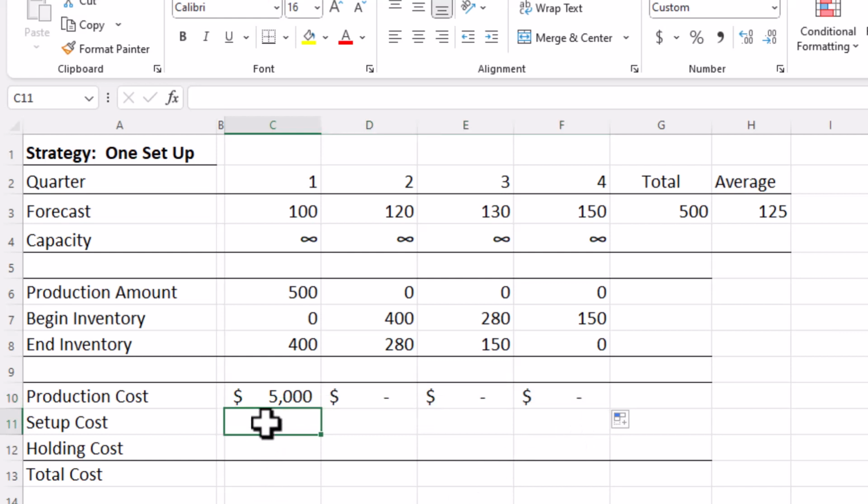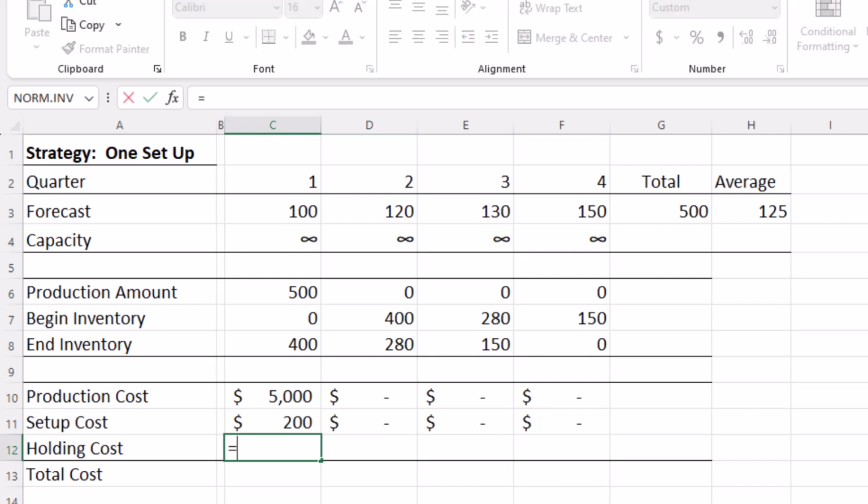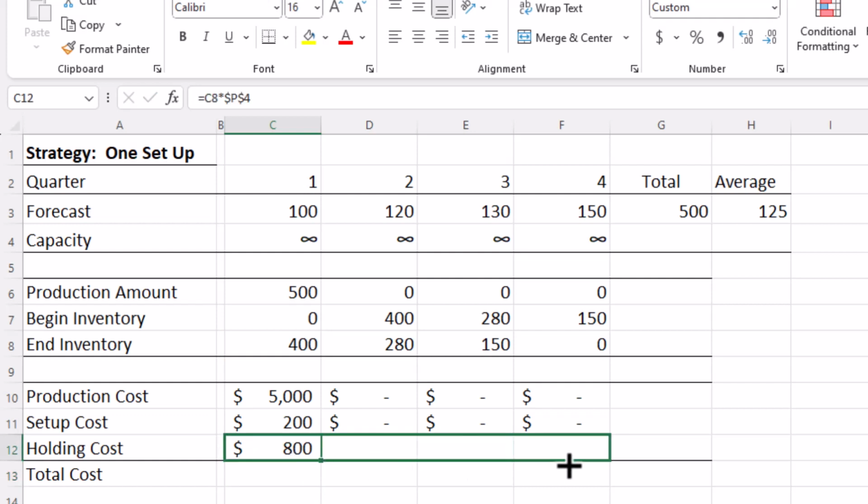The setup cost in the first period is going to be equal to the setup cost in the first period, which is $200. There are no other setups, so I'll just type in 0, 0, and 0 here. Now we go to the holding cost. The holding cost is going to be equal to, we're just going to use the end period inventory amount, which is this, which is going to be 400 in the first period, multiplied to our inventory carrying cost, which is the same. So I'm just going to make it an absolute cell reference and copy this over to the other 3 cells.